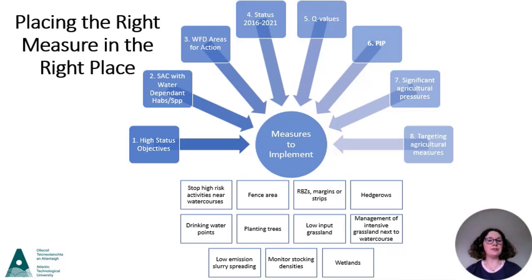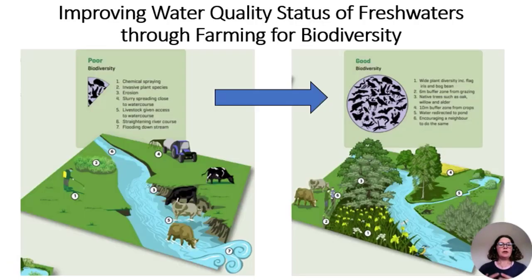But remember, with the measures, in reality, it's not going to be one individual measure that's ultimately going to make the difference. It's going to be a suite of measures that are implemented at the farm level and adjacent farms that are ultimately going to result in improved water quality. So improving our water quality status for freshwater bodies can easily be achieved through farming for biodiversity. All of the small things that are implemented, even if there's one right measure in the right place, but over time that's accumulative, can result in really large gains.